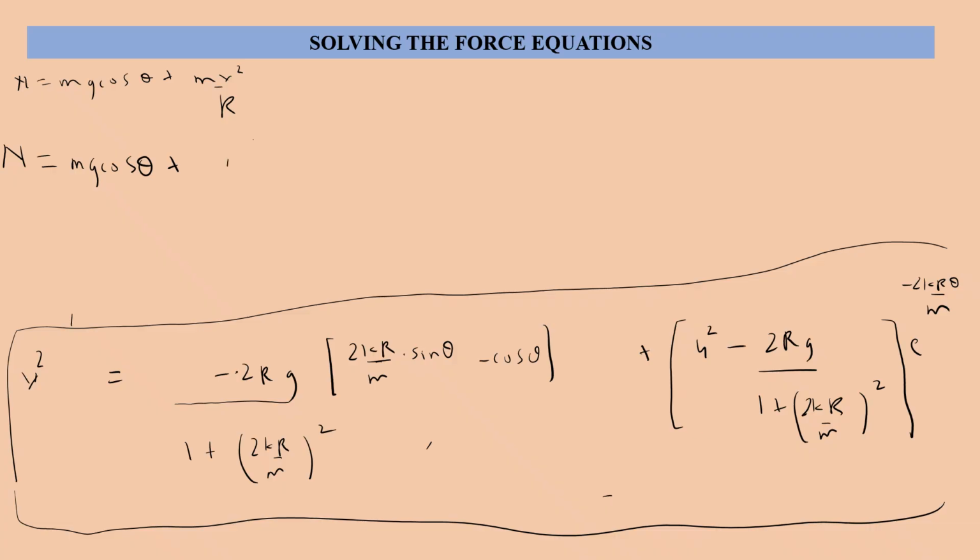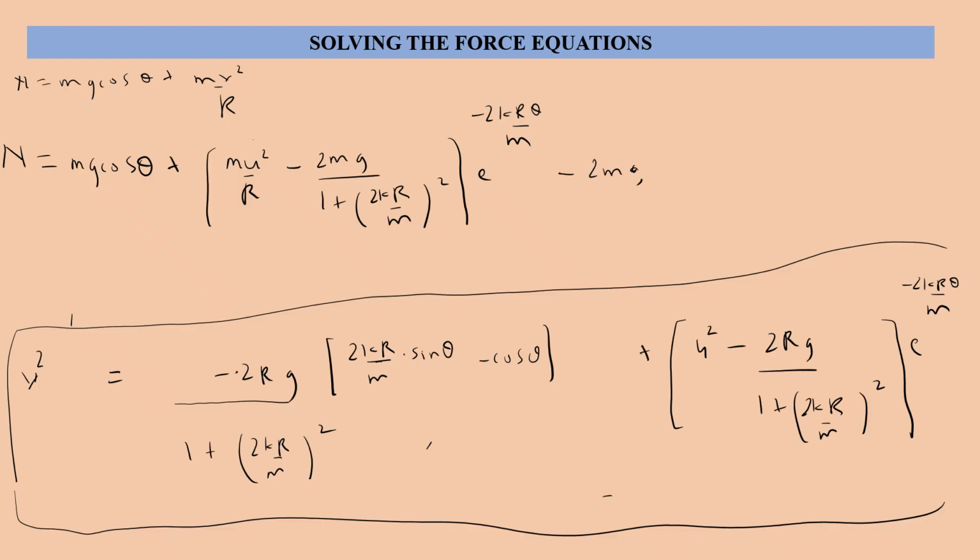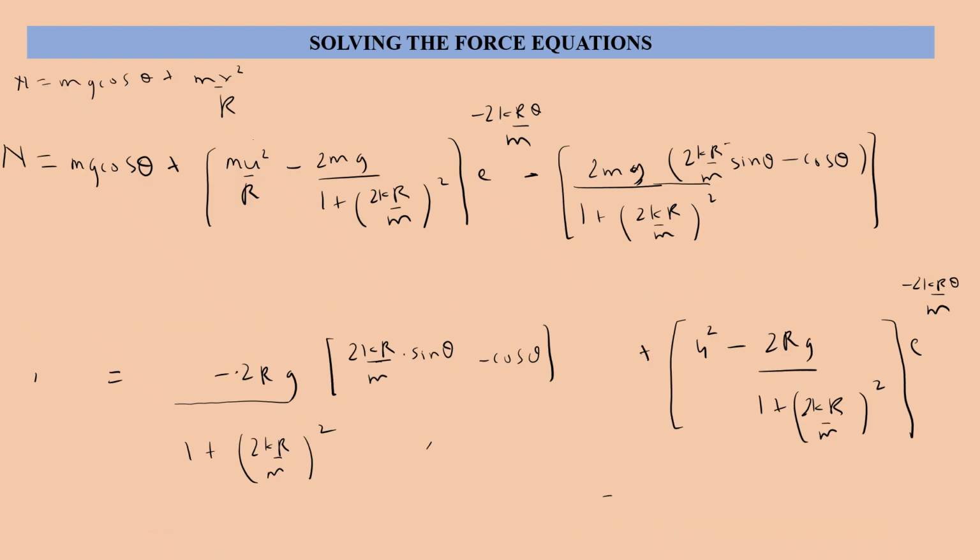So this can be m u squared upon r minus 2mg over 1 plus 2kr upon m whole square, complete, multiplied by e to the power negative 2kr theta over m, minus 2mg divided by 1 plus square of 2kr upon m times 2kr upon m sin theta minus sin theta. So this is it.